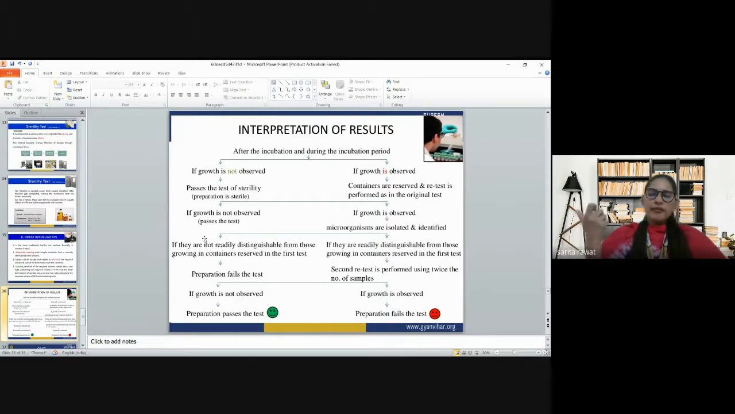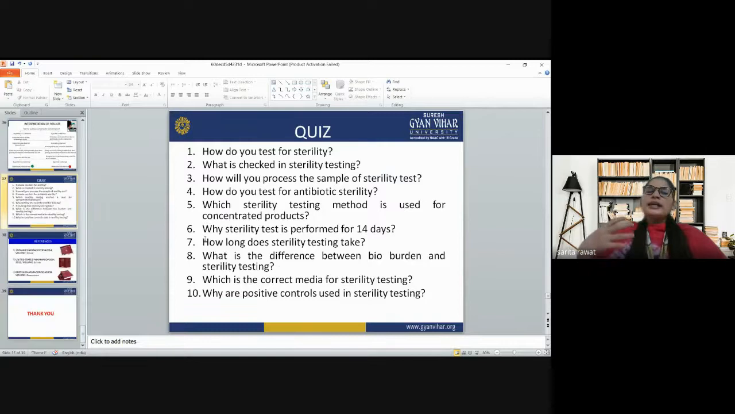So today we have covered sterility testing, its preparation, its media, how we can use it, and its process also according to the BP, British Pharmacopoeia, USP, United States Pharmacopoeia, IP, Indian Pharmacopoeia. Now I have compiled some questions regarding this lecture. Going through this lecture, you will be able to answer all these questions very easily.